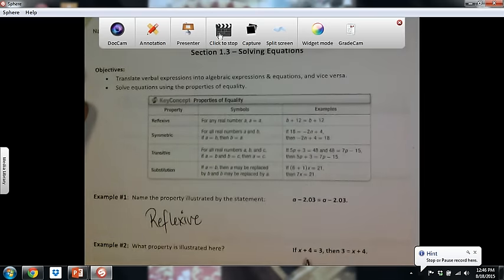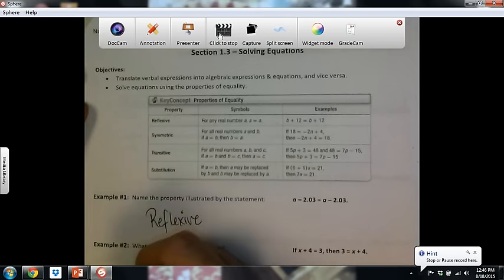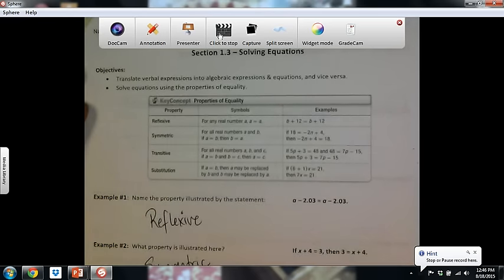What property is illustrated here? Here I've taken the x plus 4 and switched what side of the equal sign it's on. When you switch the side of the equal sign, that's the symmetric property. a equals b is the same as b equals a, so that's symmetric. And the last here is that if 3 equals x and x equals y, then we can take out the middleman here, so 3 equals y. That is the transitive property.